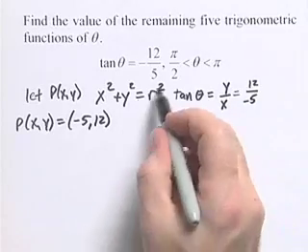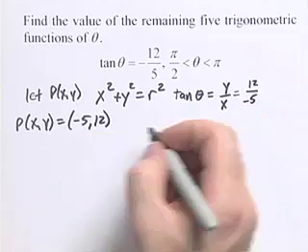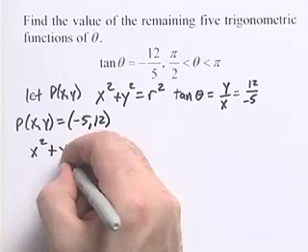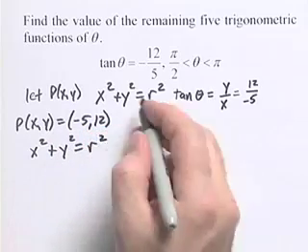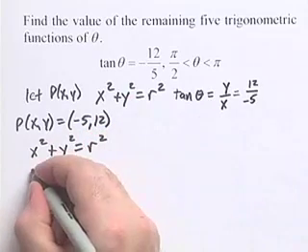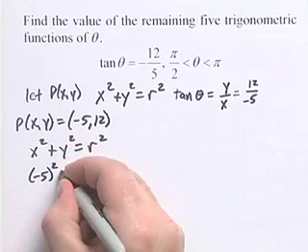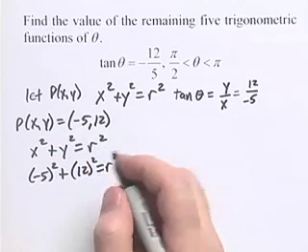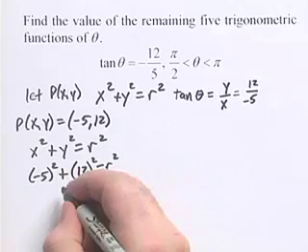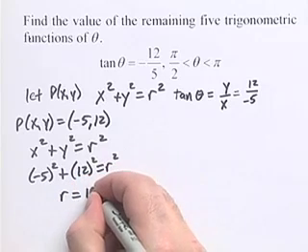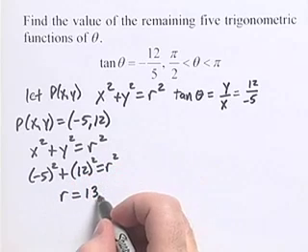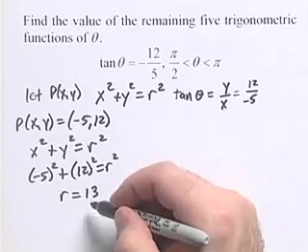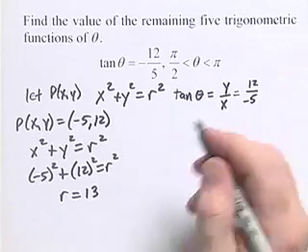First, we're going to need to find the value for r. Since we know x and y, we'll put those values in. x squared plus y squared equals r squared. That's our circle. x is negative 5. Negative 5 squared plus 12 squared equals r squared. And if we solve this for r, we'll get that r is equal to 13. Remember that r is the radius of the circle, so it's going to be a positive value. Now we know x, y, and r, we'll find the remaining 5 trig functions.